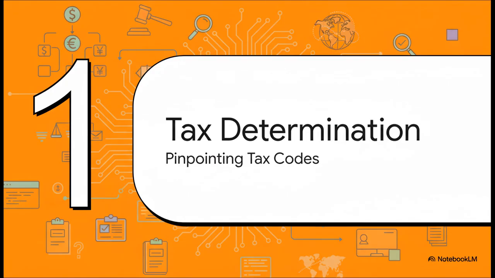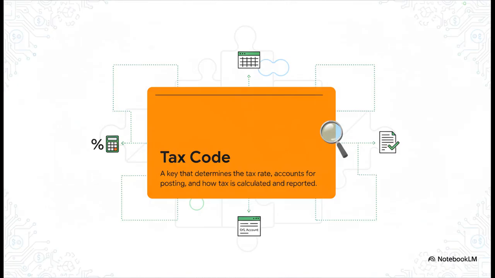First things first. Before a single calculation can happen, the system has to answer a really basic question. Which tax rule applies to this specific transaction? This whole process is what we call tax determination. Now, at the absolute heart of this whole thing is something called the tax code. And you gotta understand, this isn't just a tax rate. Think of it more like a master key. It unlocks a whole set of instructions for SAP, not just the percentage, but exactly where the money should go in your accounting system and how it all needs to be reported for compliance. It's a really big deal.